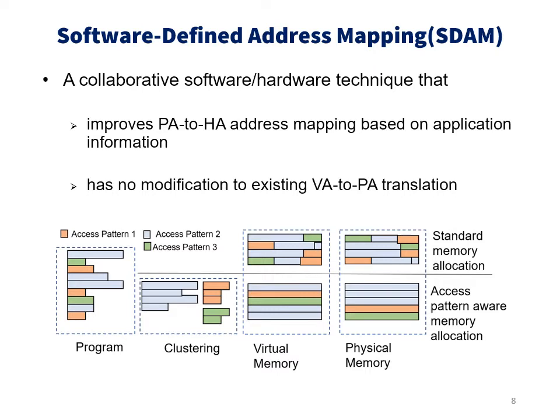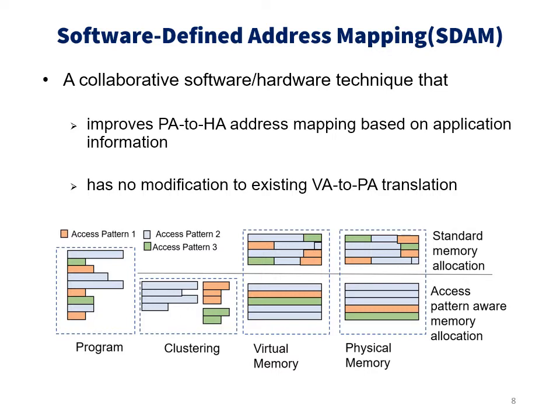Here we present our SDM technique. SDM is a collaborative software-hardware technique that improves PA to HA address mapping, but does not need any modification to the existing VA to PA translation. First, we collect the access pattern information from the program, either provided by the programmer or by an ML-based approach. Then we cluster similar access patterns that can use the same address mapping for good MLP utilization.